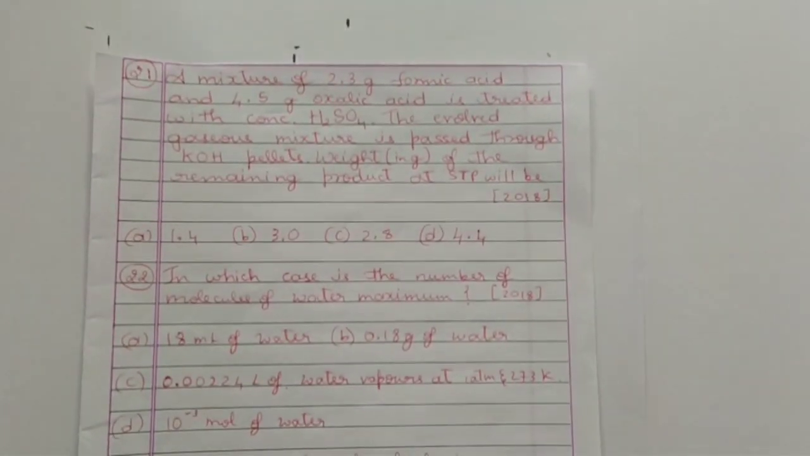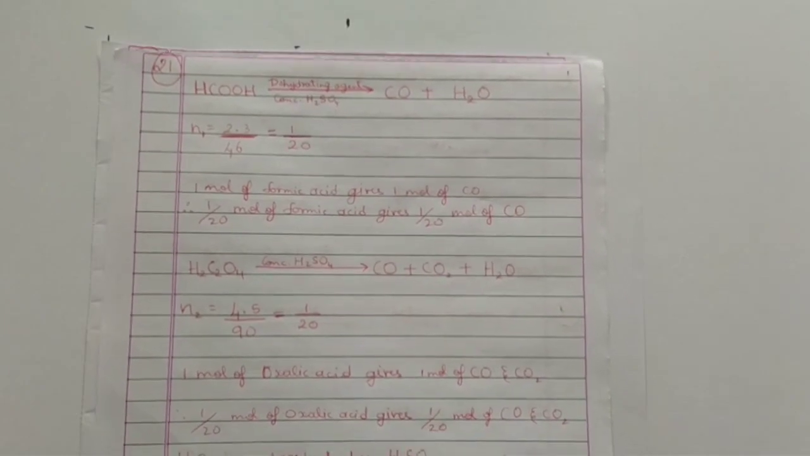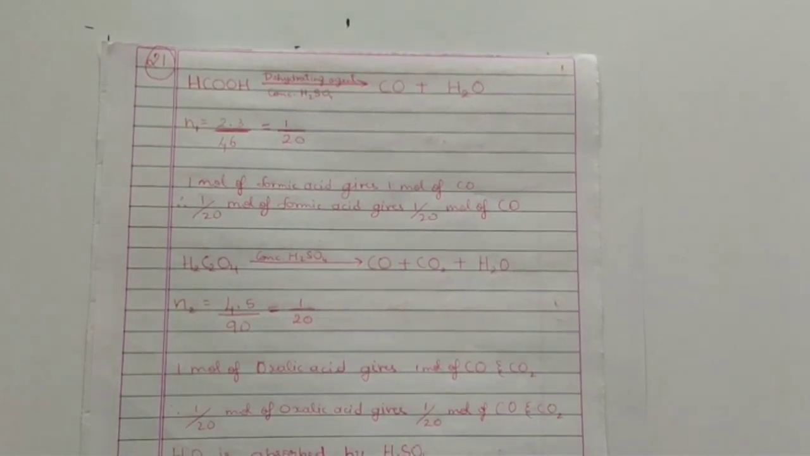A mixture of 2.3 gram of formic acid and 4.5 gram oxalic acid is treated with concentrated H2SO4. The evolved gaseous mixture is passed through KOH pellets. Weight in gram of the remaining product at STP will be. Formic acid HCOOH is treated with concentrated H2SO4, which is a dehydrating agent, gives rise to CO plus H2O.